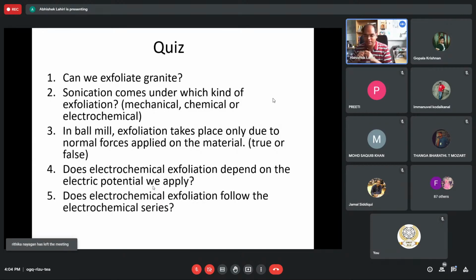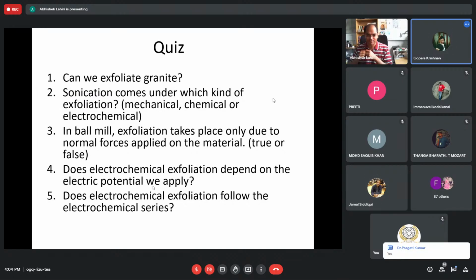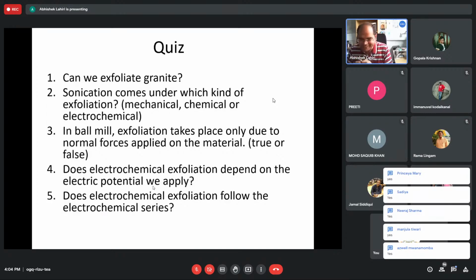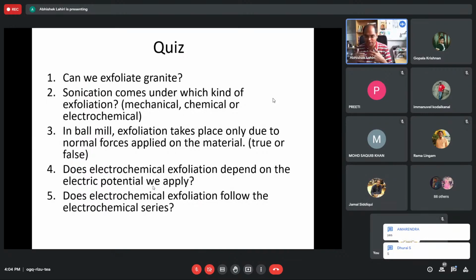My final question is, does electrochemical exfoliation follow the electrochemical series? Yes or no? Somebody said yes. Somebody says no. Yeah, many of them are saying yes. Okay, that's good. Yes, it's correct. It has to follow the electrochemical series because you have to intercalate something. You are having a reduction and oxidation process. So you have to do these processes. So it has to follow the electrochemical series.